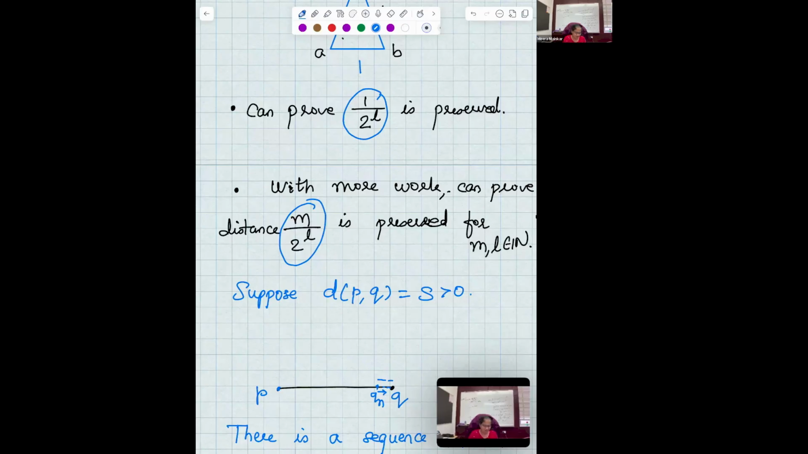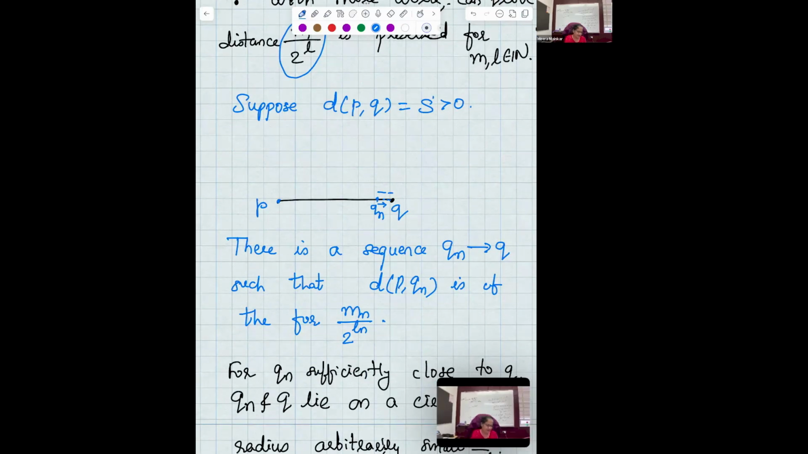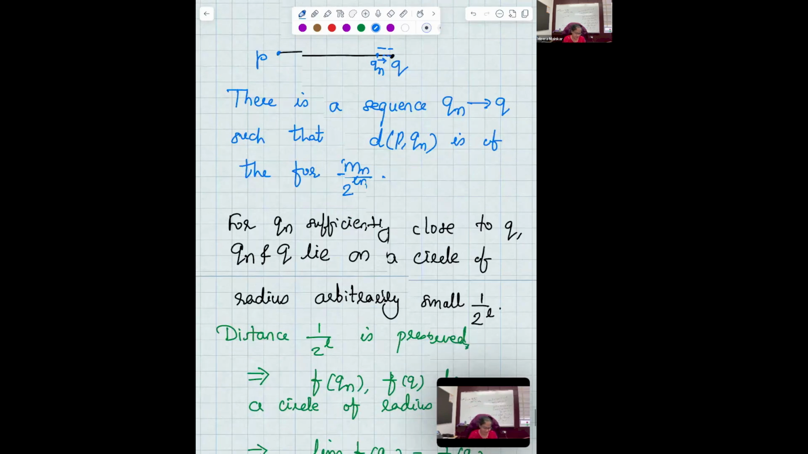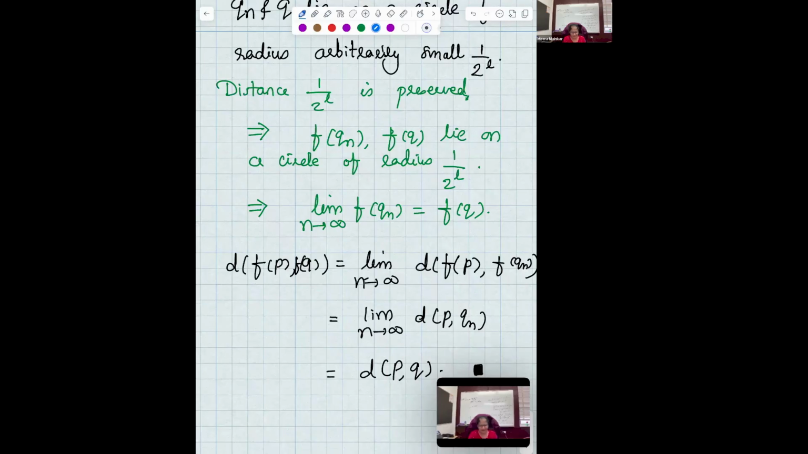And then you can use the limiting argument to conclude that if you have a distance, say S, then that distance S is preserved by just approximating with the distances that are known to be preserved before. This just uses the very simple fact that the distance function is continuous. You can pull in the limits and use your knowledge that certain distances are preserved, and one can show that all distances are preserved.